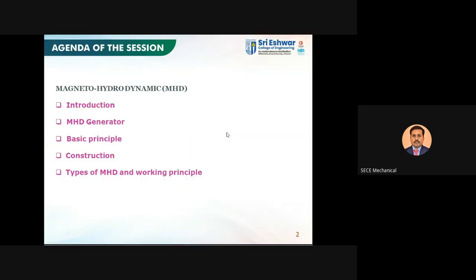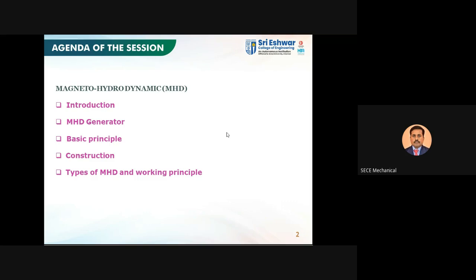So, first we will see today's agenda of the session. What we are going to discuss is the magneto-hydrodynamic power plant: the introduction of the magneto-hydrodynamic power plant and what an MHD generator is, how it works, and what the basic principle behind the MHD generator is, then the construction, and finally the different types of MHD and their working principle. All those things we are going to discuss today.